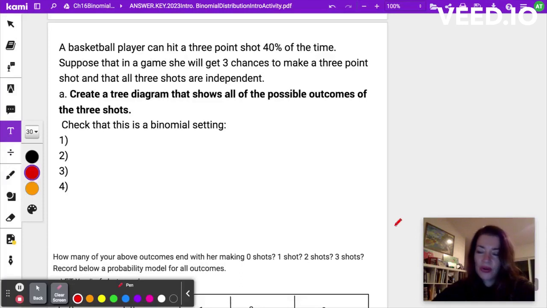Hi everyone, I'm going to go over in this example how to check if it is a binomial setting. We're going to create a tree diagram, and from the tree diagram we're going to show all possible outcomes. So let's read the example.